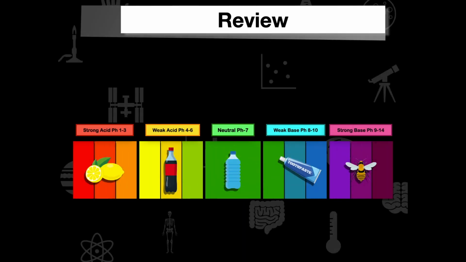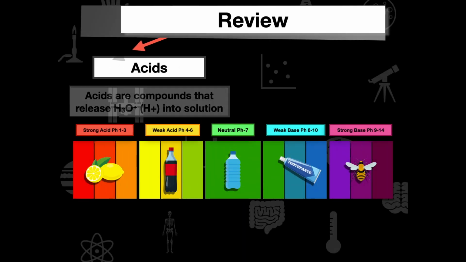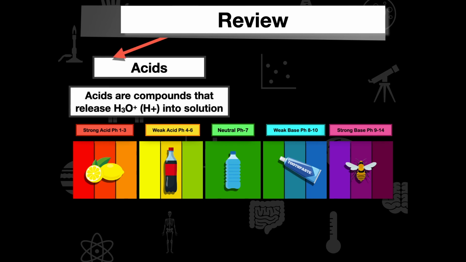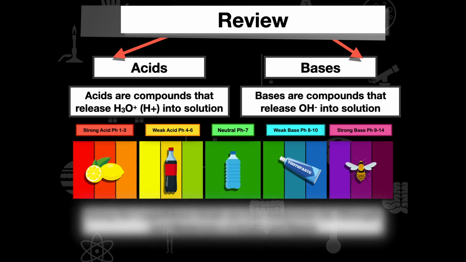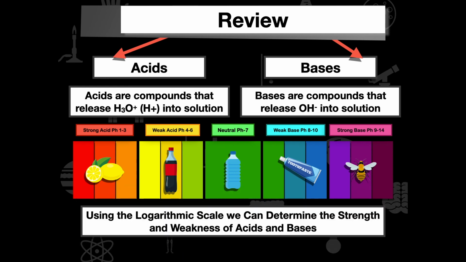All right, so let's make sure we review this and understand what we're looking at. Acids are compounds that release H3O+ in the solution. Bases are compounds that release OH- in solution. There's more OH- as compared to H+ when we're talking about bases. Using the logarithmic scale, we can determine the strength and weakness of acids and bases, the scale that we see here, to determine what its pH is.